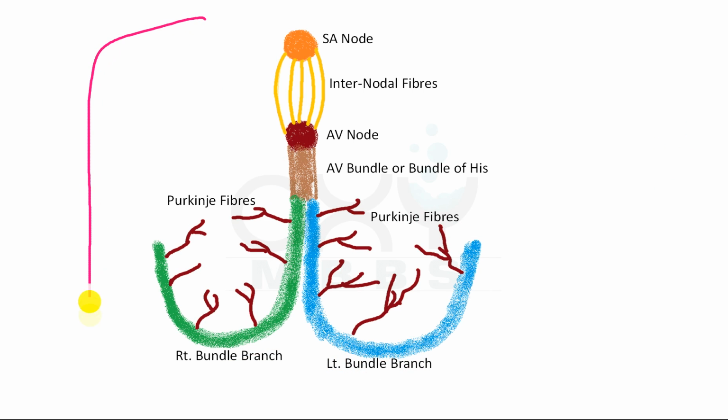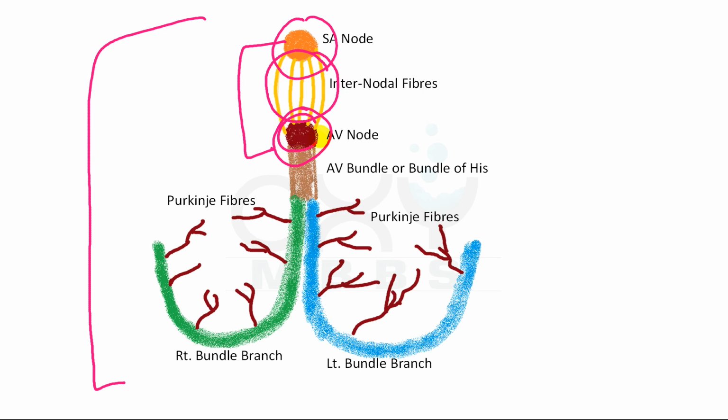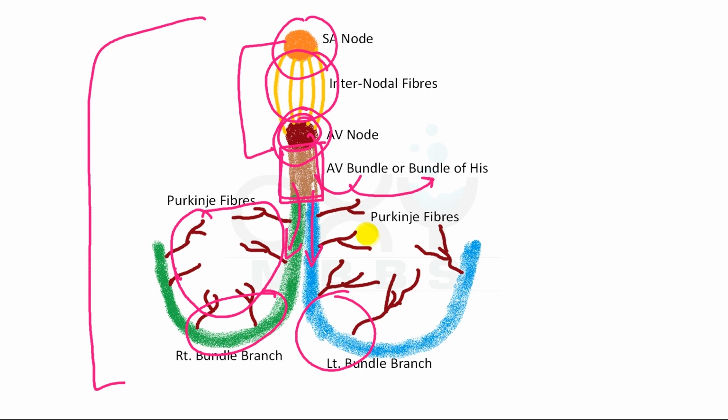And this is our conducting system of the heart. There is the SA node, AV node, and in between these nodes, these are the internodal fibers. From the AV node, a very thick bundle of fibers comes, and it is called the AV bundle or bundle of His. And from the bundle of His, there comes a right bundle branch and a left bundle branch. And from these right and left bundle branches, very small, tiny fibers come, and these fibers are called Purkinje fibers.